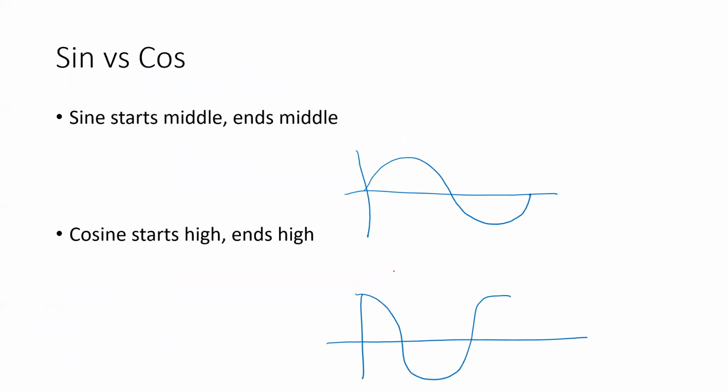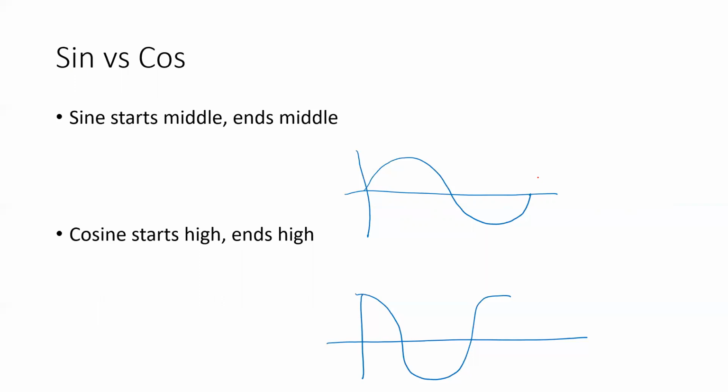So before we get into how to graph these trig functions, let's look at sine versus cosine graphs. We graphed them in the very first video, so we're just going over them in this one. Your sine functions always start in the middle at your midline. They go up to the top, hit your midline again and go down to the bottom, and then end in the middle as well.